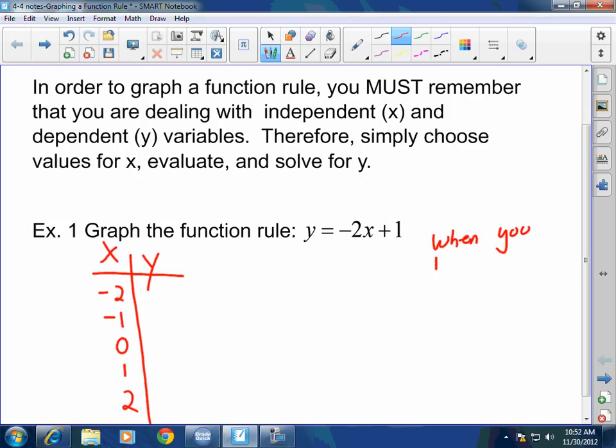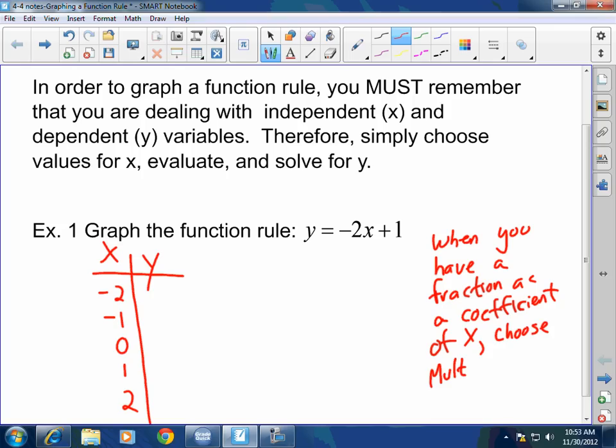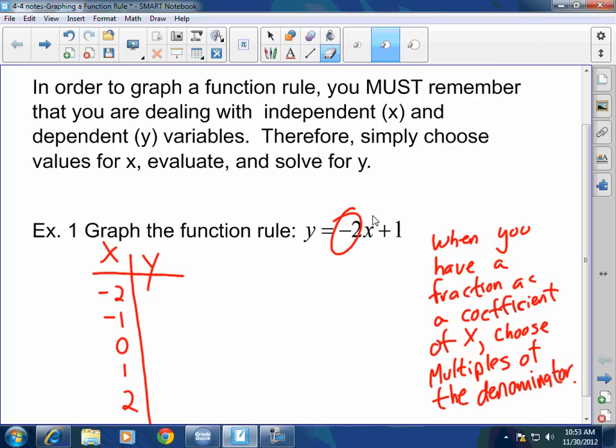When you have a fraction as a coefficient of x, choose multiples of the denominator. And remember we talked about that yesterday, guys? Okay? So you're going to use multiples of the denominator when there's a fraction. But if there's no fractions, and remember the coefficient is the number being multiplied to x, the number being multiplied in front of x, then you just use the Morrow 5. If you have a fraction in front of x as a coefficient, then you're going to use values of x that are multiples of the denominator.